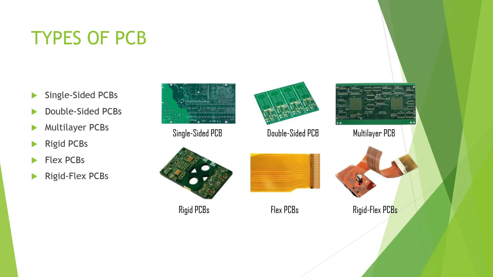Each design, the 4 layer, 6 layer, 8 layer, has its own stack up. Rigid PCB is made from solid material, which does not allow the PCB to twist or bend. We cannot twist or bend a rigid PCB.